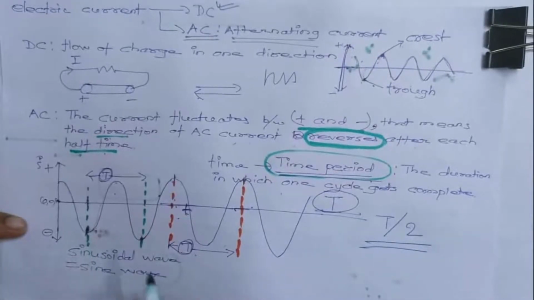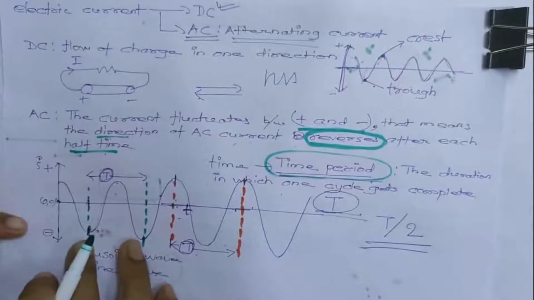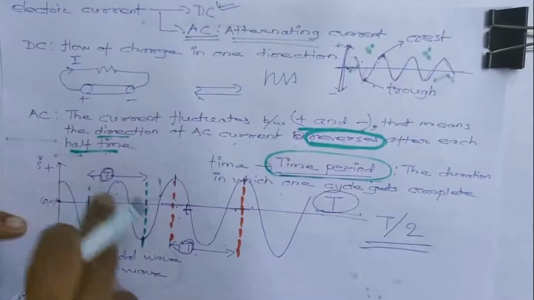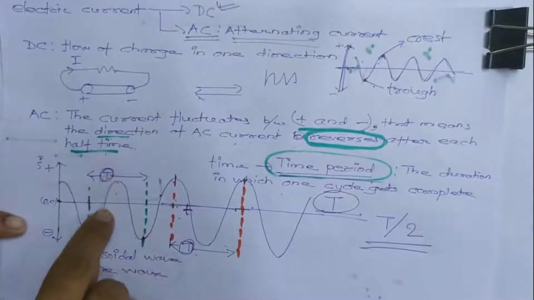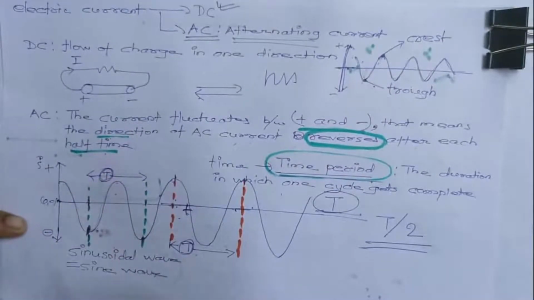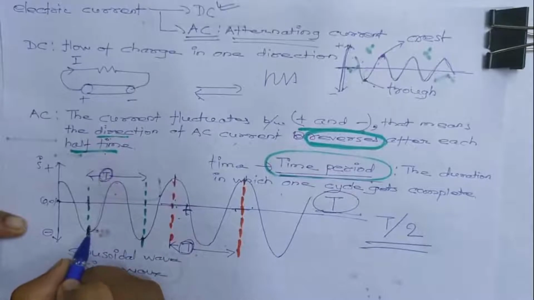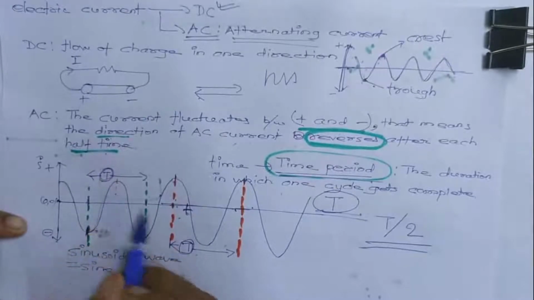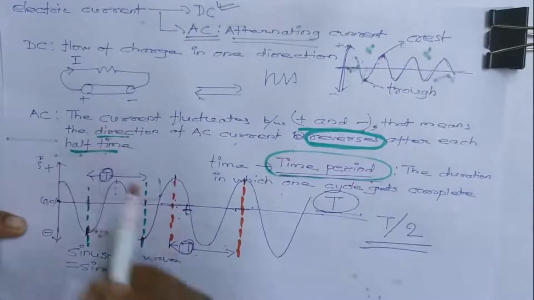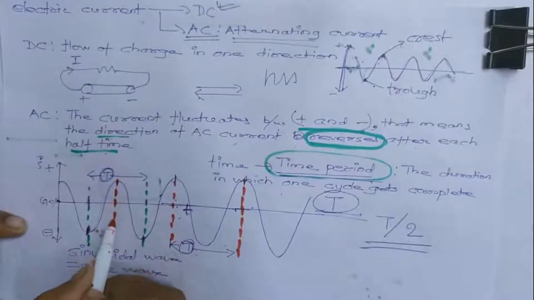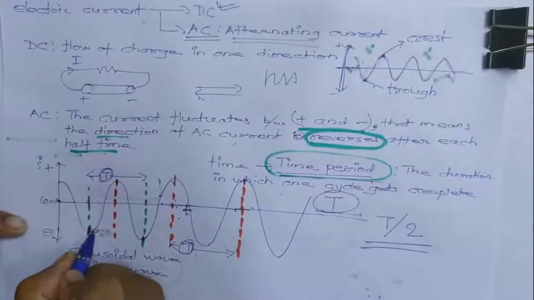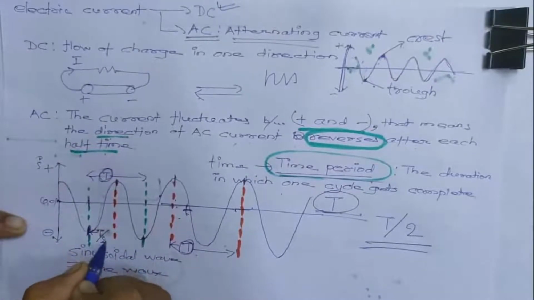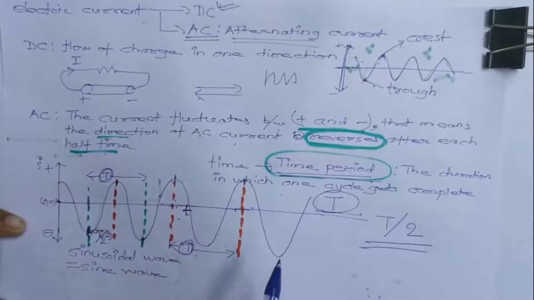So where is half time? This, sorry, not this is a half time. This is one time period. So what is half time period? It is as simple as that. This is simple geometry. Half time period means this is the half time period. This will give you half time period, capital T by 2.